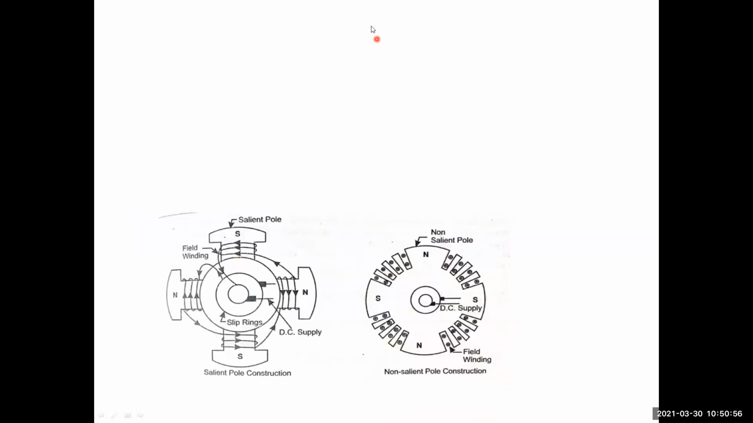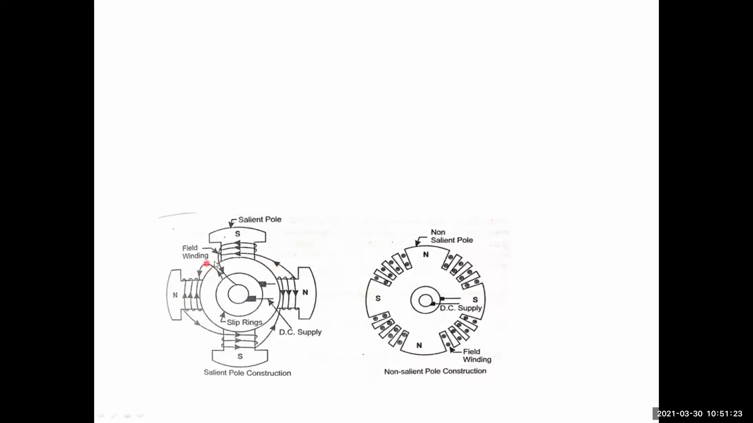There are two types of rotor construction: the salient pole rotor construction and the non-salient pole rotor. The alternator has these two types of rotor construction. This is called salient pole. I already explained this in the animation video. In the animation video, this rotor is nothing but a salient pole rotor.